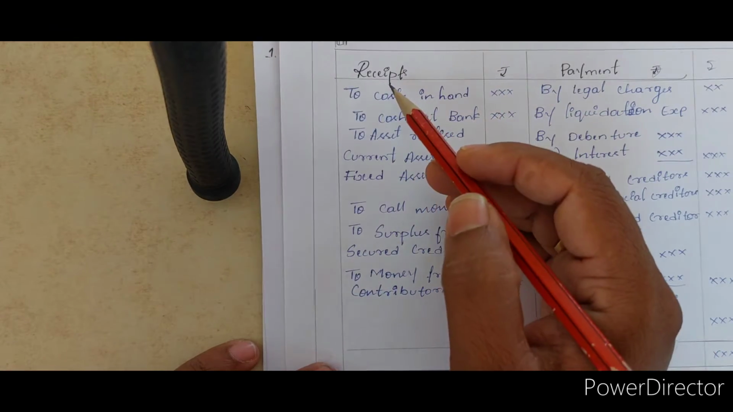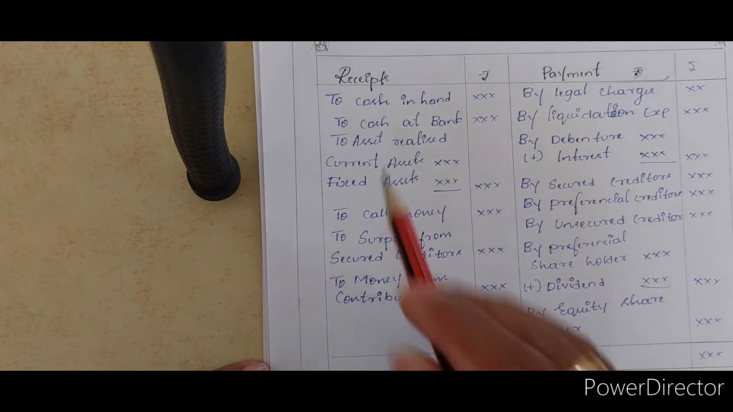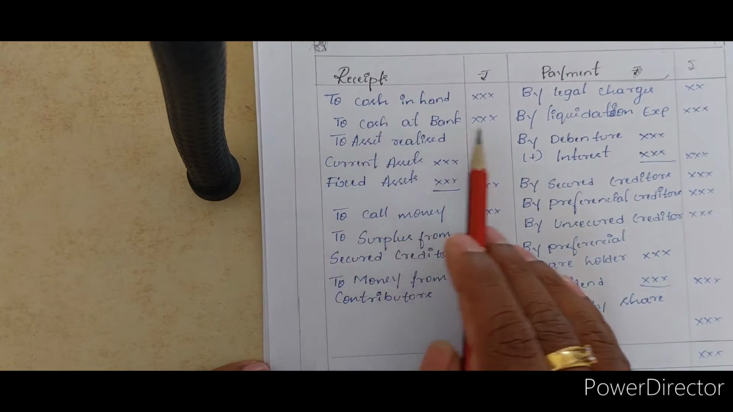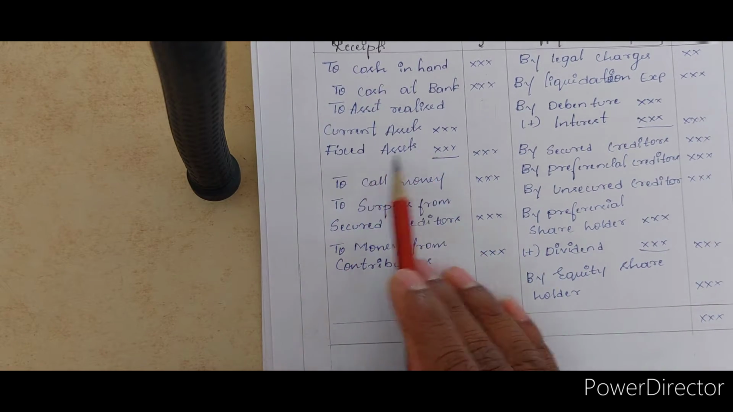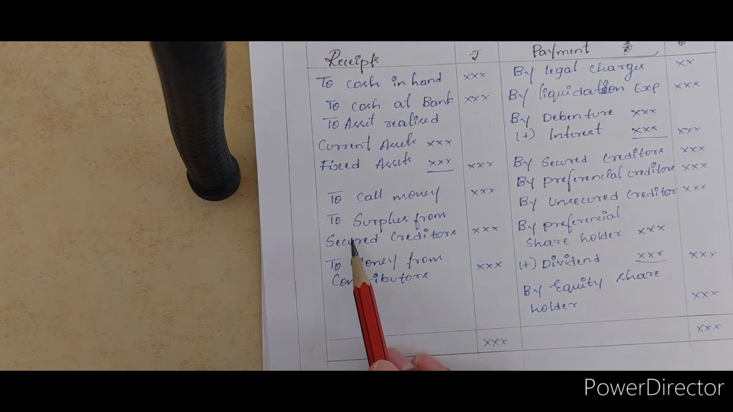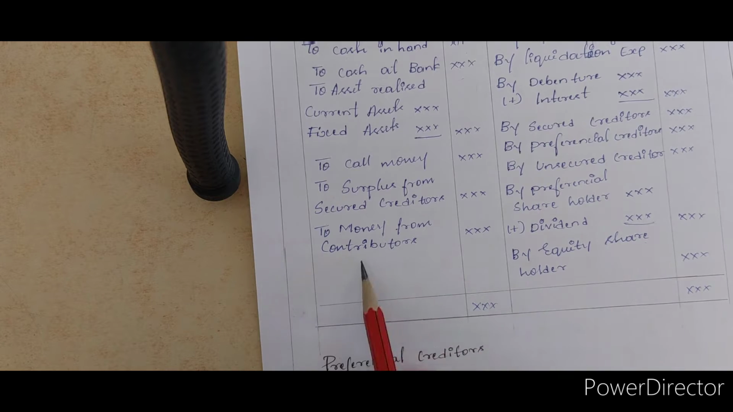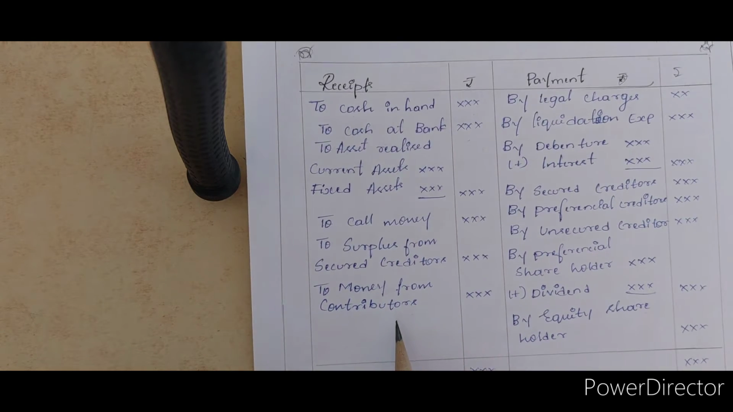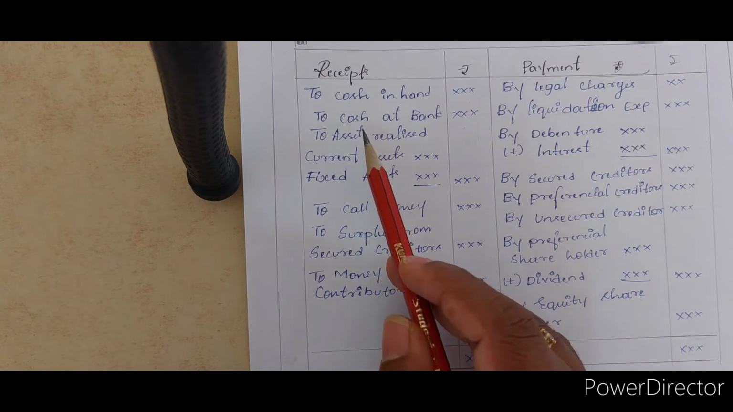Okay, in the receipt column, what items will be considered? To cash in hand, to cash at bank, to assets realized, current assets and fixed assets, the total of them will be considered, and to call money, to surplus from the secured creditors, and to money from the contributors. These are the items that will be considered on the receipt side.